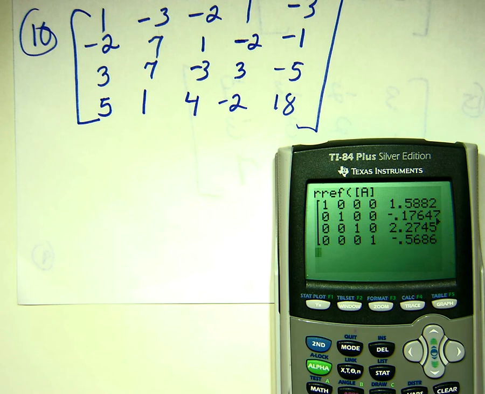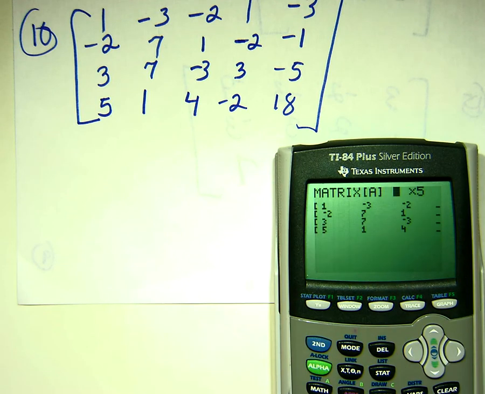Now that looks kind of different, doesn't it? And it's supposed to be, because I did something wrong. What did I do wrong, y'all? Let's go back and see. So 1, -3. It's telling me what I did wrong. -3. 3, -2, -3, -2, 7, 1, -2, 1, 3, 7, -3, 3, -5, 5, 1, 4, -2, 18.